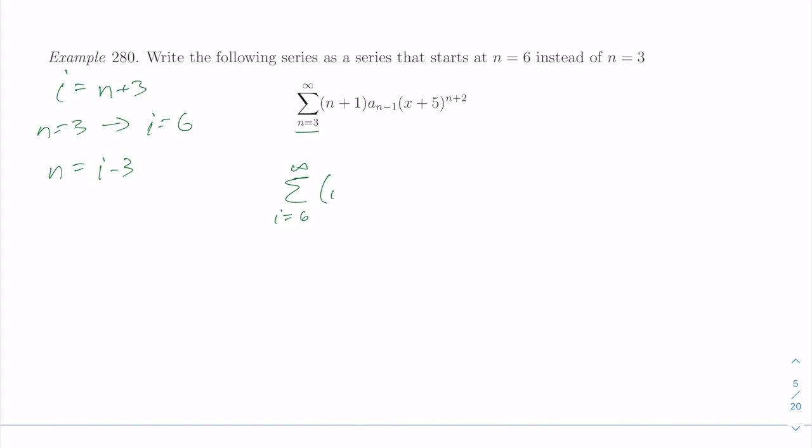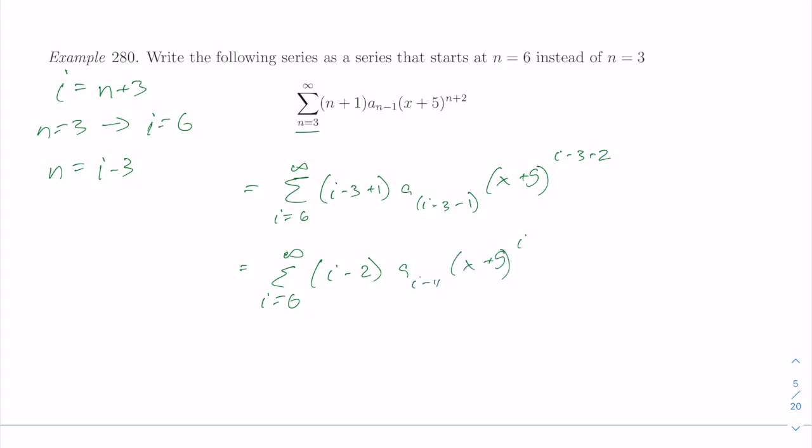And then this becomes i minus 3 plus 1, a sub i minus 3 minus 1, x plus 5 to the i minus 3 plus 2, which is the sum from i equals 6 to infinity of i minus 2, a sub i minus 4, x plus 5 to the i minus 1. Okay, now we're sending this one up 3, and so these all go down. That one goes down 3, minus 2. That one goes down 3 to minus 4. That one goes down 3 to minus 1.